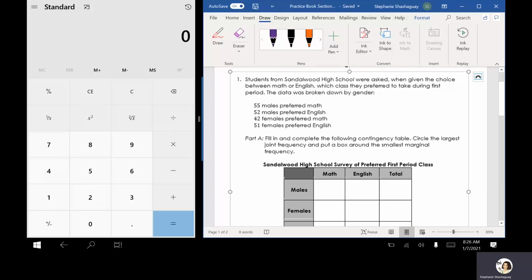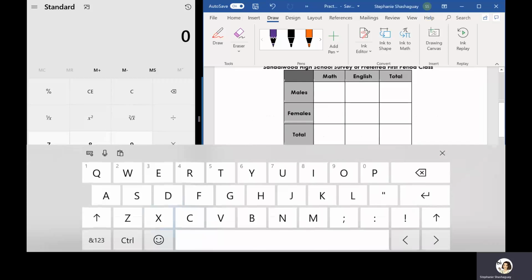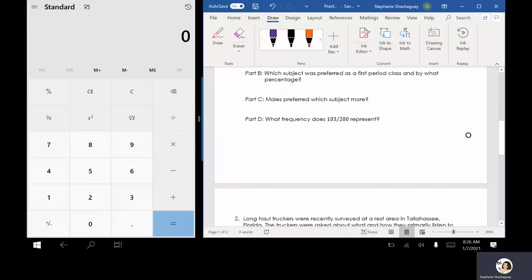So this is very similar to what we did yesterday. Same style of questions, same setup, just giving us different numbers and different scenarios. So let's just go ahead and get started.